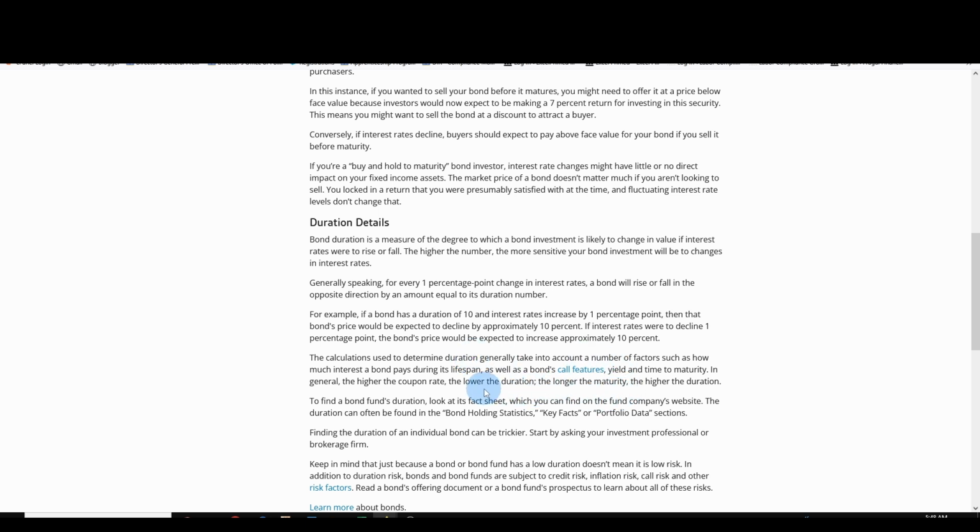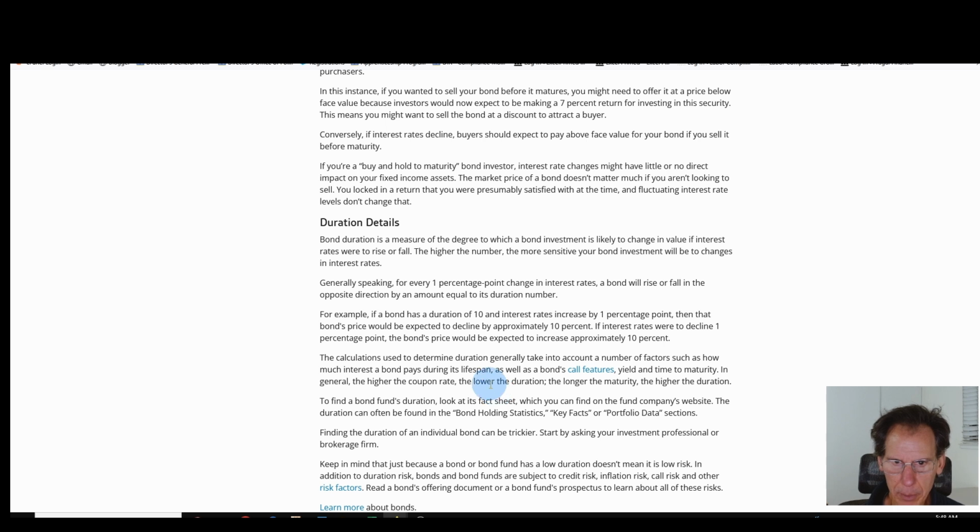Calculations used to determine duration generally take into account a number of factors, such as how much interest the bond pays during its lifespan, as well as a bond's call features, yield, and time to maturity. In general, the higher the coupon rate, the lower the duration. The longer the maturity, the higher the duration.